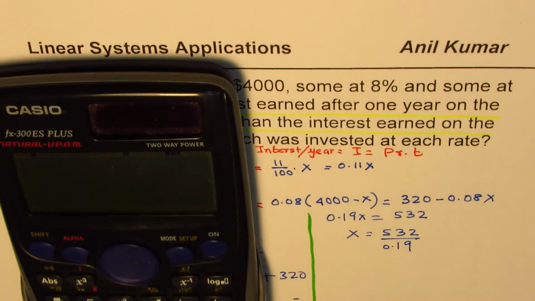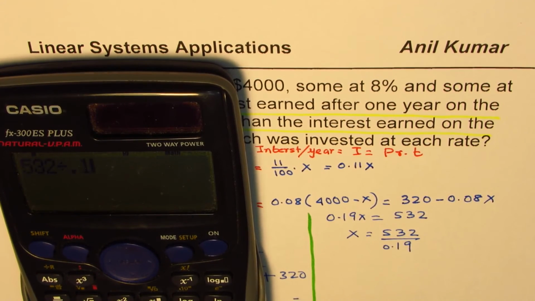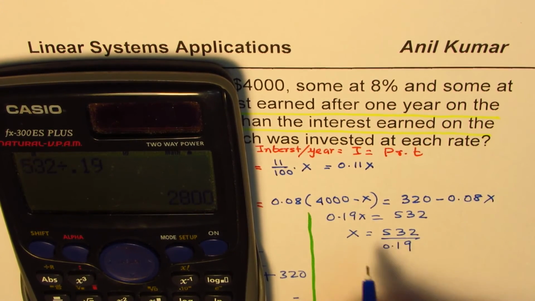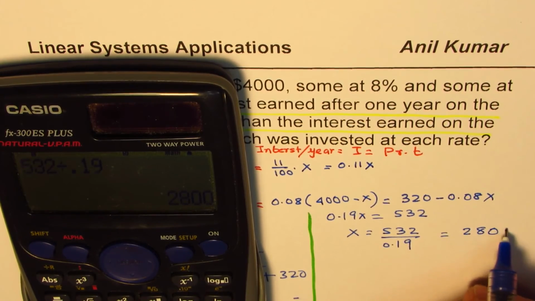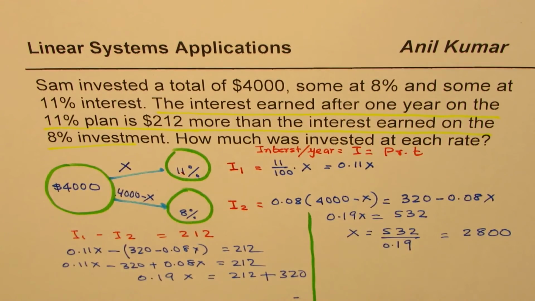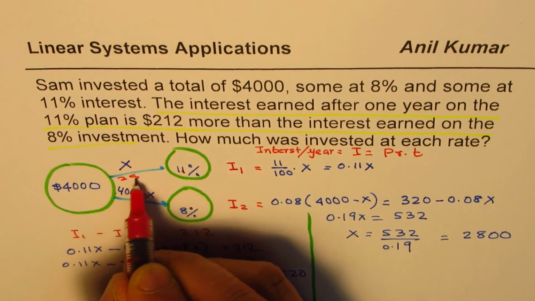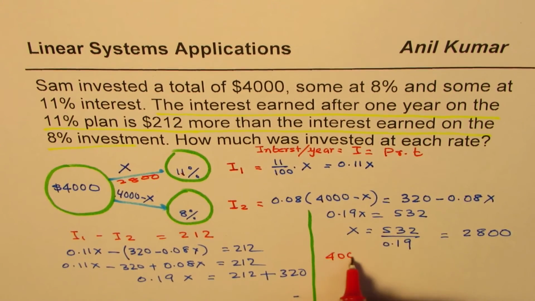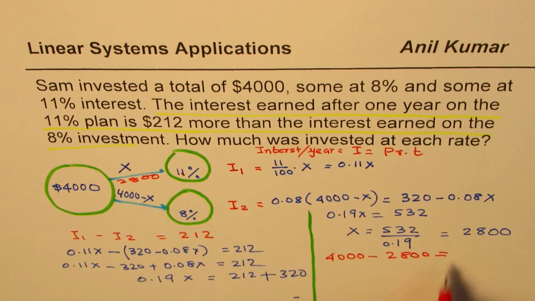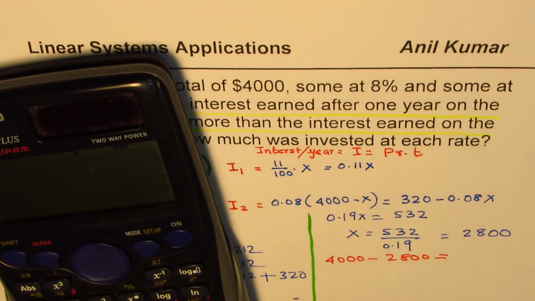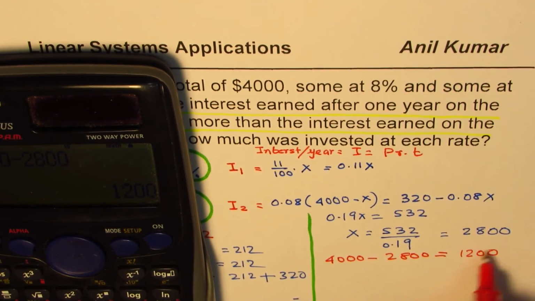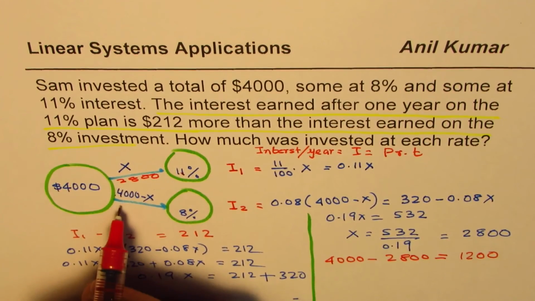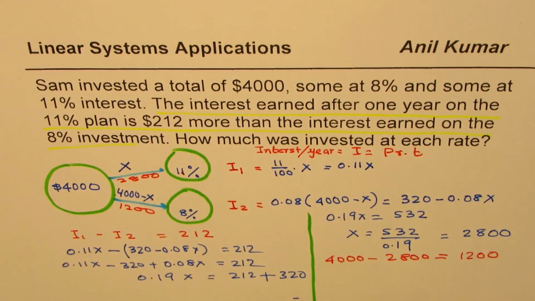So let's do this calculation. 532 divided by 0.19, we get this answer as 2,800. That really means that $2,800 are invested at 11%. So what is 4,000 minus x? Let's calculate. 4,000 minus 2,800 is 1,200. So 1,200 is invested at 8%. Do you see that? So that is how you can solve the question.